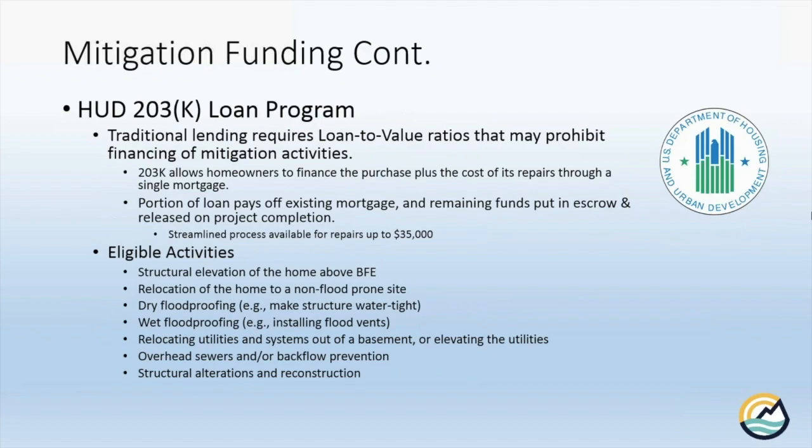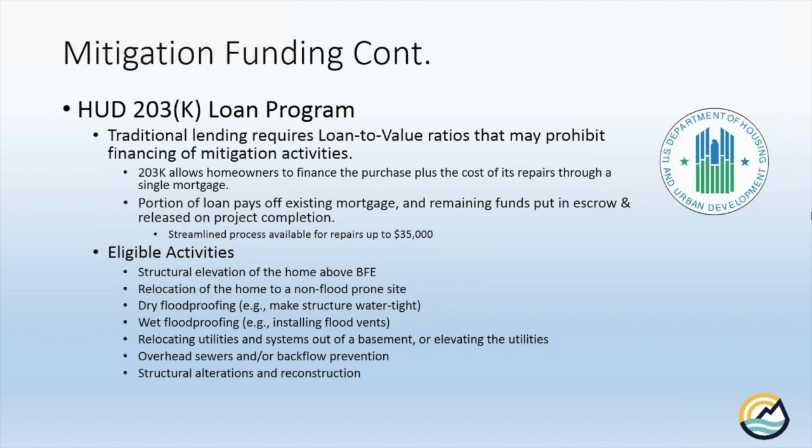The last one I want to cover, guys, and this is one that I think is really underutilized in Kentucky, is HUD's 203K loan program. So if you go to a bank and request a loan to do a mitigation action, one of the things people tend to struggle with is that banks want a certain loan-to-value ratio. So they're loaning you this money. They want you to add a certain amount of value to your house for that money. And when you're talking about doing a mitigation action, that's not always, or not often, possible.